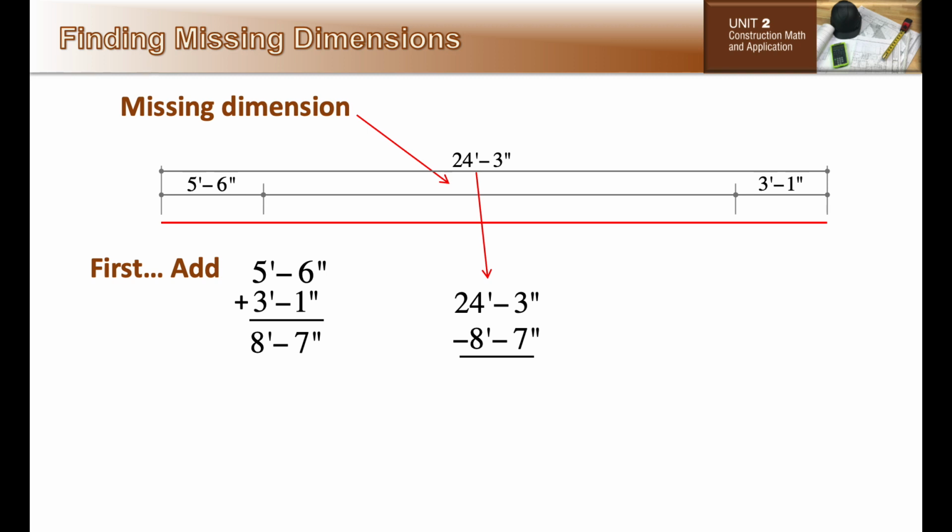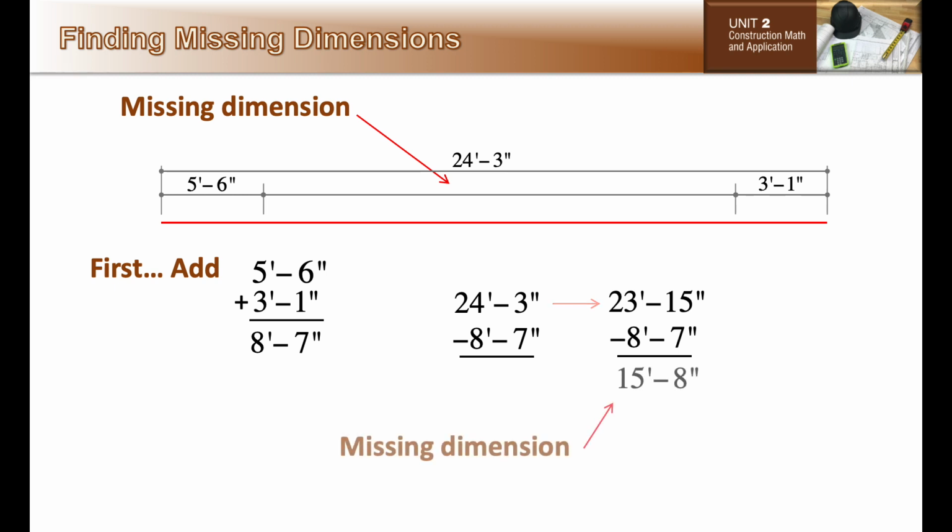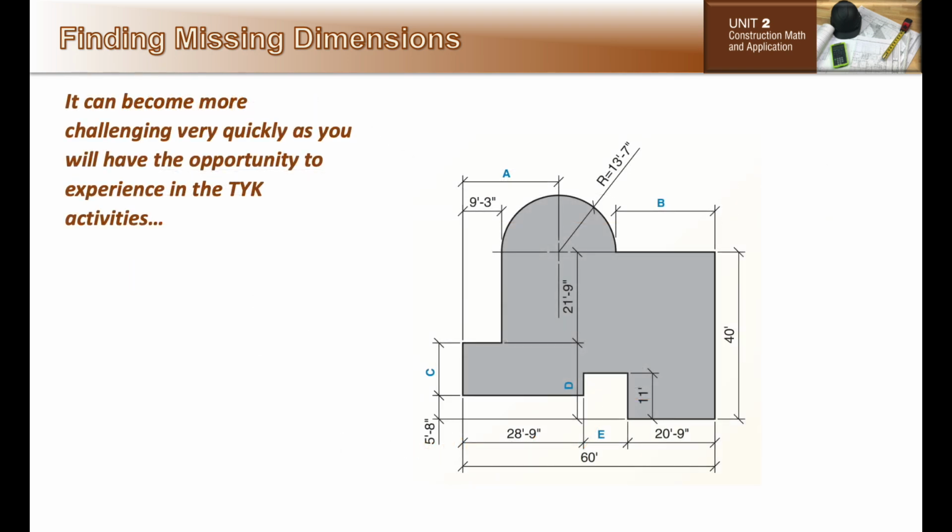In this example, you would subtract 8 foot 7 inches from 24 foot 3 inches. Remember, you can't subtract 7 inches from 3 inches. You have to borrow 12 inches from the 24 foot, then perform the subtraction. The missing dimension in this example is 15 foot 8 inches. It can become more challenging very quickly, as you will have the opportunity to experience in the Test Your Knowledge activities at the end of this unit.